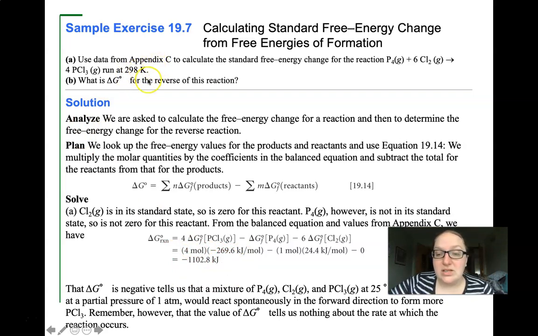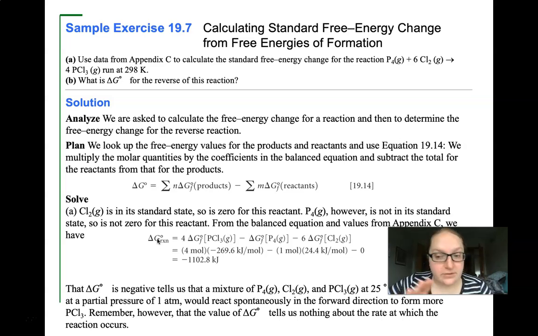So we can only use this method if we're doing this reaction at 25 degrees Celsius. If we're at any other value, then what we can do is we can actually take that delta G naught that we calculate and plug it in to the delta G equals delta H minus T delta S.